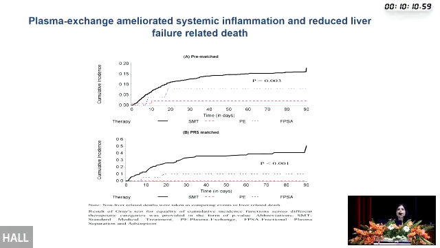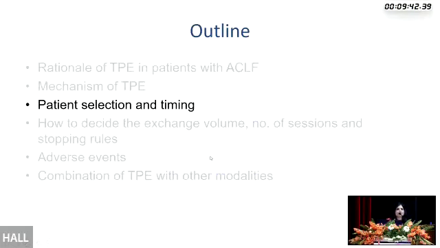In this matched population, we found that there was some difference, and plasma exchange or even Prometheus was better as compared to the standard medical treatment. So patient selection is very important. But again, there were more infections in patients who underwent liver dialysis. When you compare patients treated with plasma exchange and liver dialysis, we found that plasma exchange was more effective and a safer therapy as compared to liver dialysis, and obviously better than the standard medical treatment.